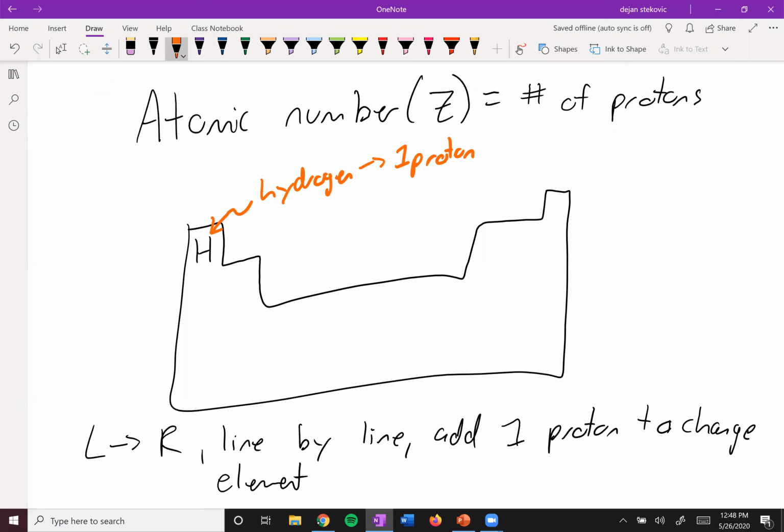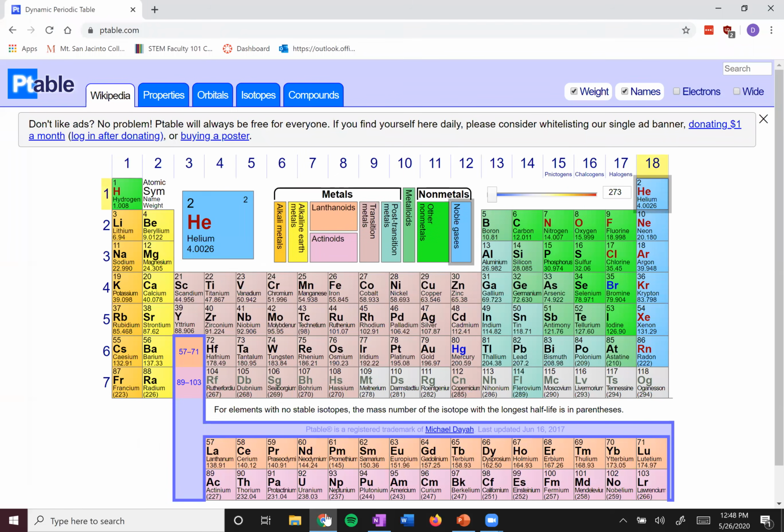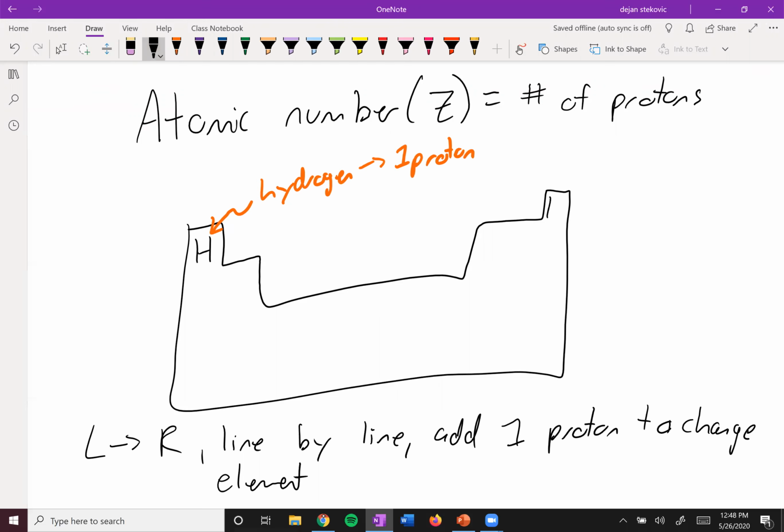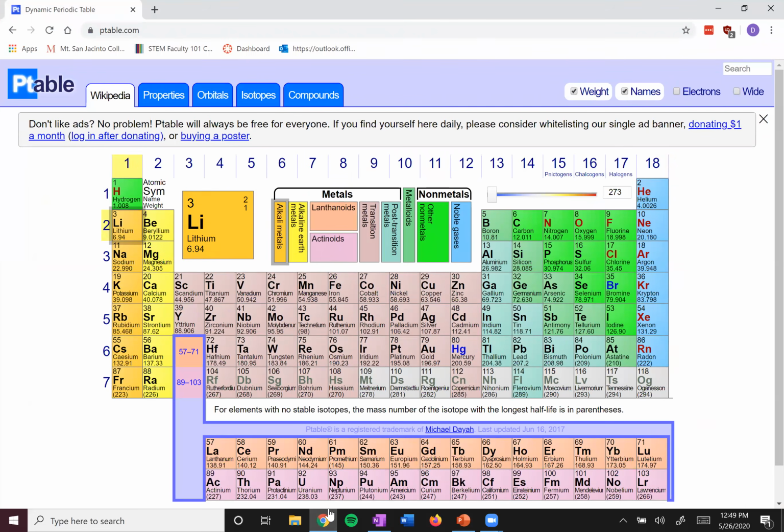So let's read left to right, line by line. We go from hydrogen, we jump over here to the right to helium. Helium has 2 protons. So if you have an atom and it has 2 protons, it's a helium. Next up, we have lithium. Lithium has 3 protons. And then after that, beryllium has 4 protons. And then over here, boron has 5 protons, and so on and so forth. And so you can pick any element, and the number above it is the number of protons. So for example, tin over here has 50 protons.